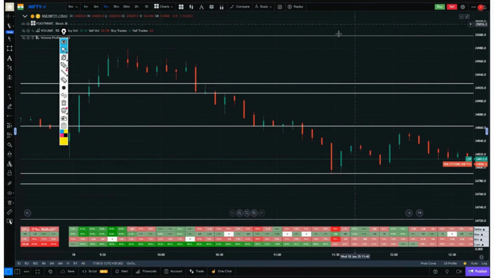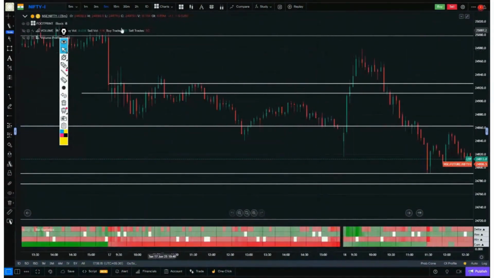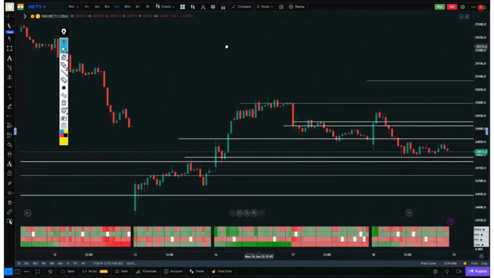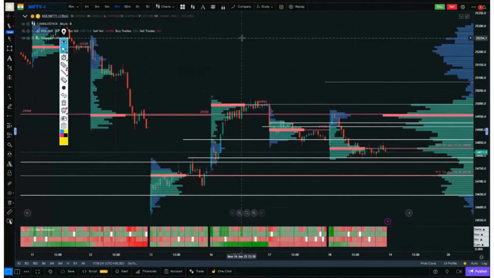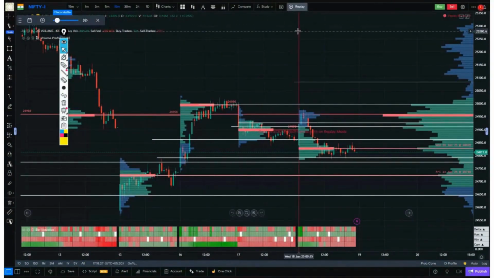Okay, so now let's see what happened in Nifty today and how things unfolded. Before looking at the order flow movement in Nifty, let's first see what kind of confirmations the Nifty volume profile had given us in the last few sessions.